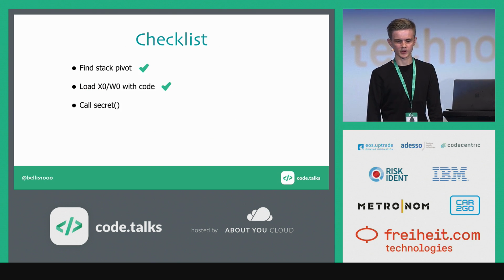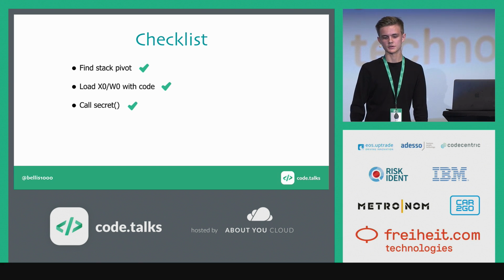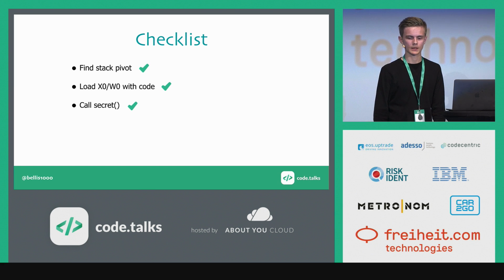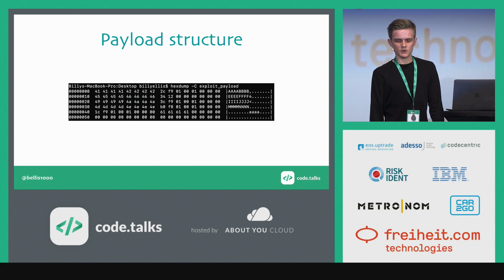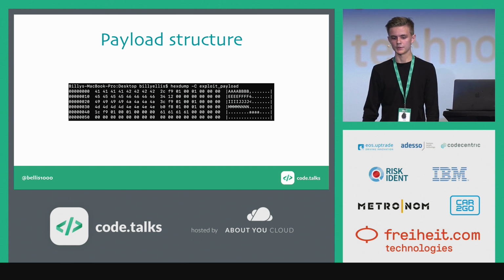So that's all done. And then finally, calling secret from its entry point. That's as simple as just knowing the address of secret. So that's also done as well. So here is an actual crafted payload. This is a hex dump of a file that will exploit that program and carry out all the ROP.